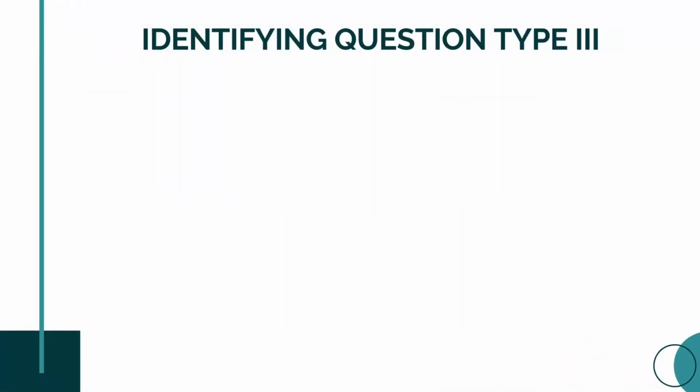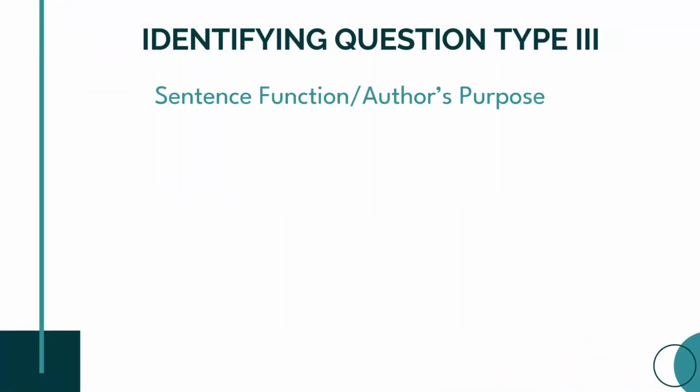Great. We're now going to talk about sentence function and author's purpose questions. Now, first of all, why are these even thinking questions? Because again, it's not like the author literally says, I'm writing this sentence for this reason. You kind of have to go a little bit outside the passage to figure out exactly what it is, but it's still going to be based on evidence. So keep that in mind.